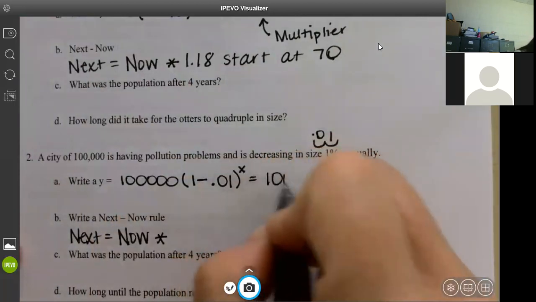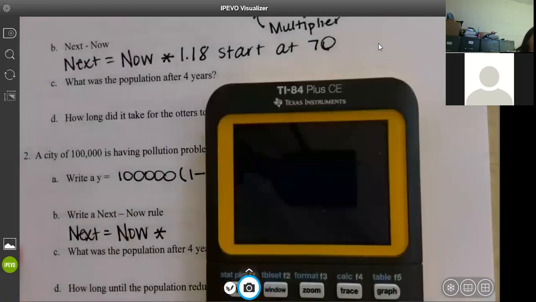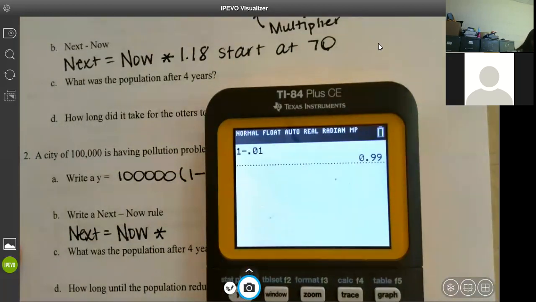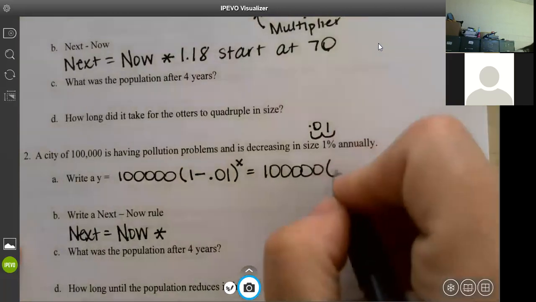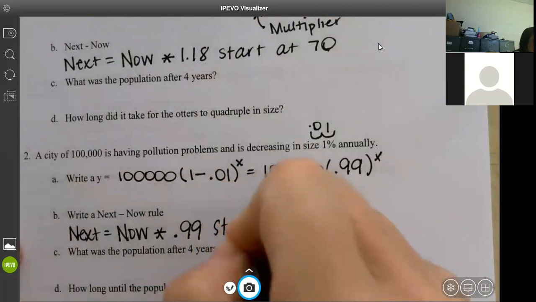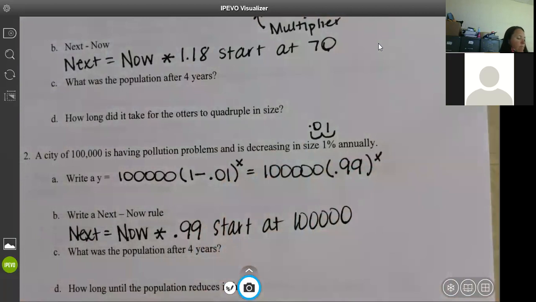Remember, if I clean this up and I put in my 1 minus 0.01, what do I get? 0.99x. That 99 is my multiplier. So times 0.99. Start at what? 100,000. All right, your next now really doesn't help you that much. They just want you to learn how to write them.